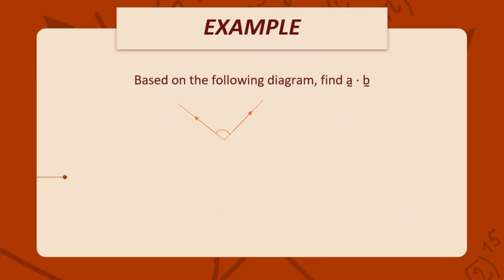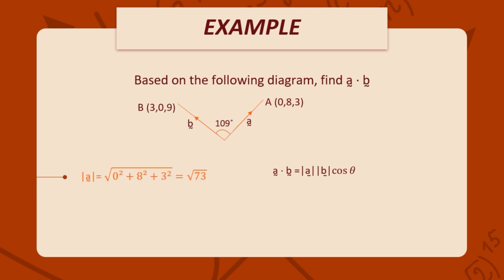Example, based on the following diagram, find A dot B given vectors A, B, and also the value of the angle between the vectors. Let vector A be A and vector B be B. We are going to use the formula A dot B equals magnitude of A times magnitude of B times cos theta. We will find the magnitude of A first, and then the magnitude of B. Both of these answers we will substitute in this formula. We will get negative 26.39 as the answer.